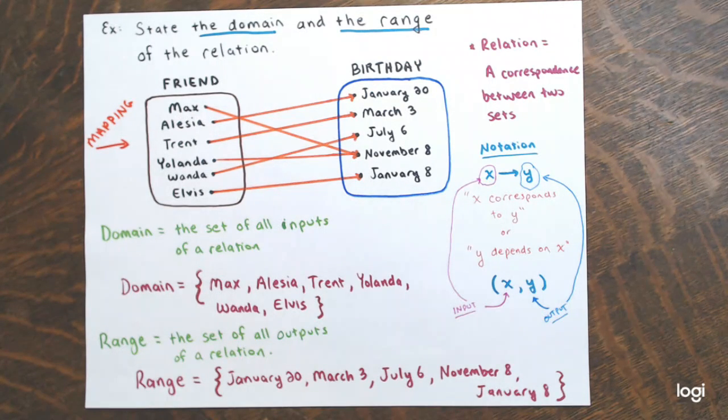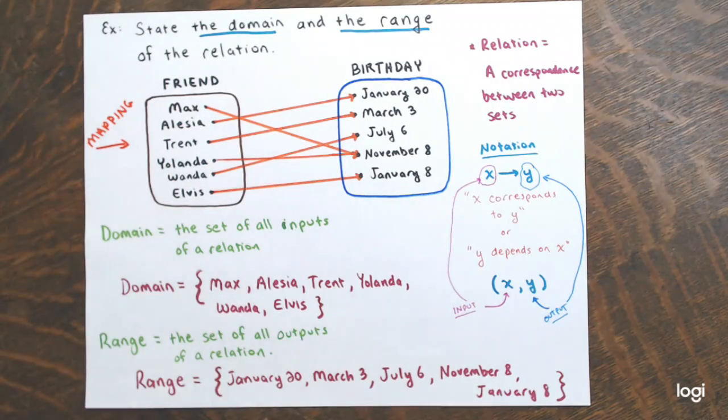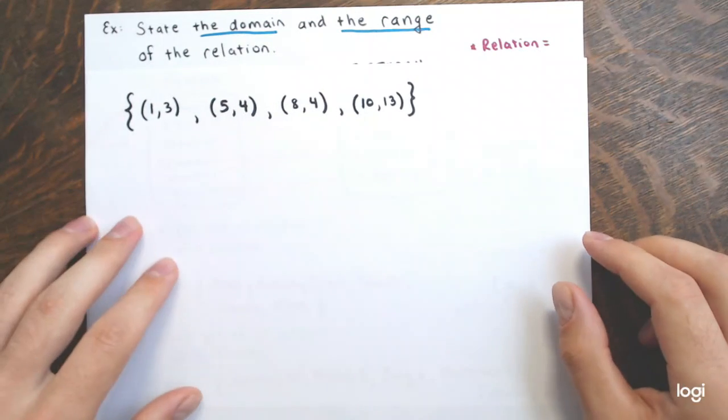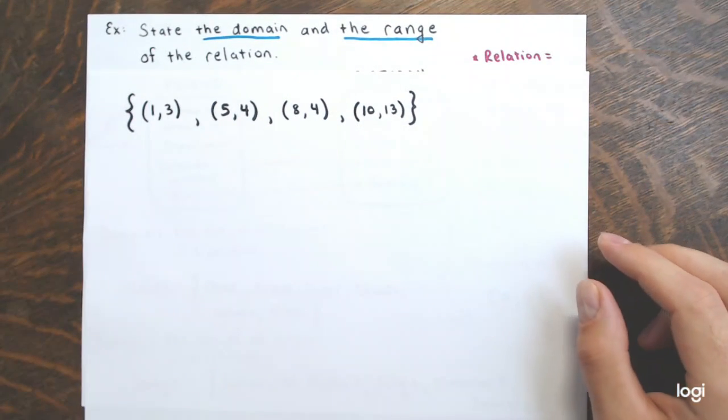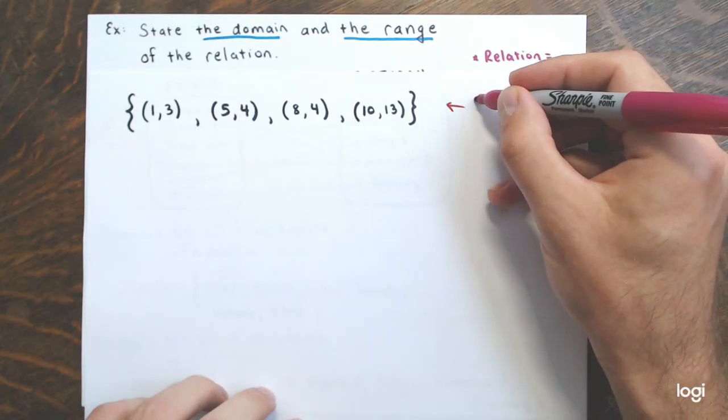Great. So that was a mapping. Very easy to see the relationships. My next example, I'm going to be doing the same thing: state the domain and the range of this relation. Now here's a relation that is represented as a set of ordered pairs.